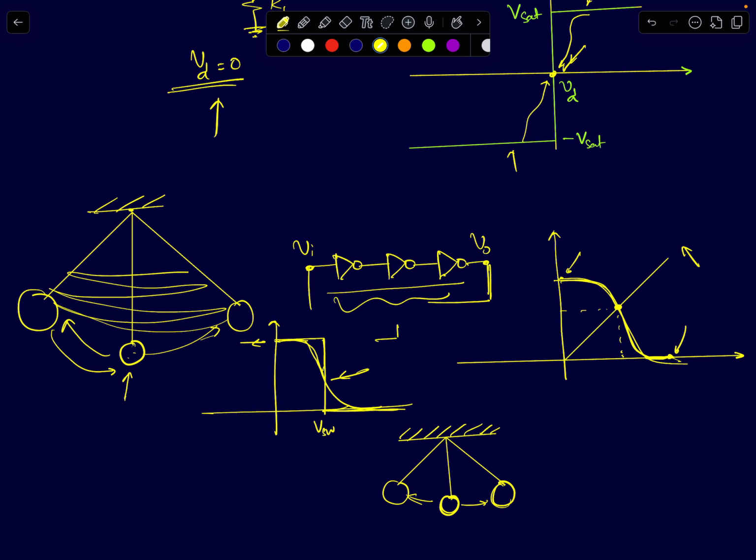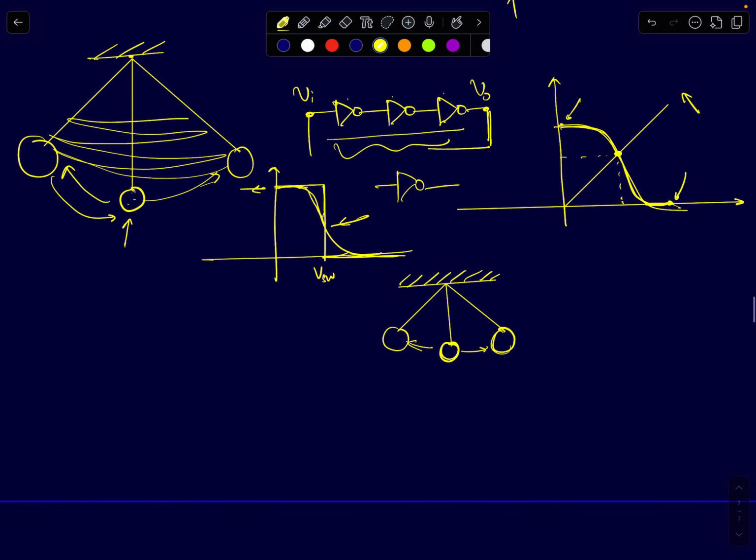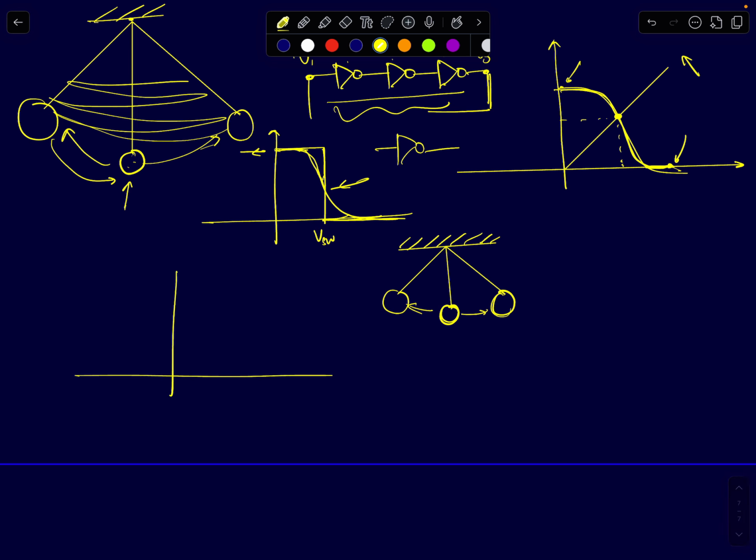When I cascade 3 such inverters, I can approximate these 3 inverters to a single inverter with a very high gain. The gain will be the product of the 3 stage gains, right? Its gain will be higher, so the graph will look something like this. It will look steeper, and it will approximate a brick-wall characteristic like this.